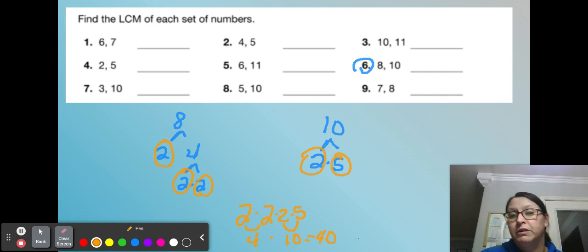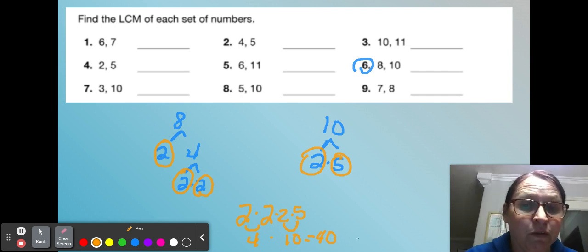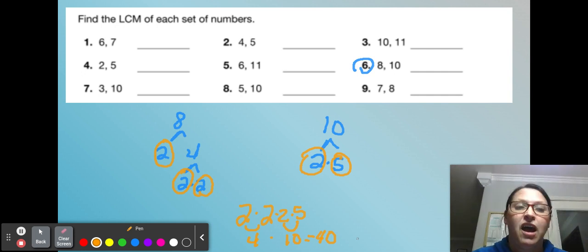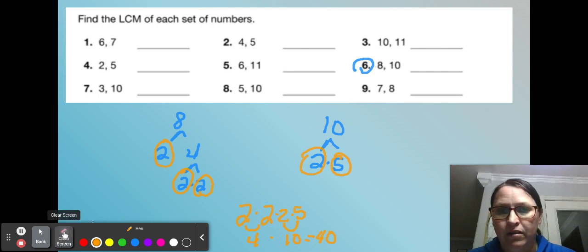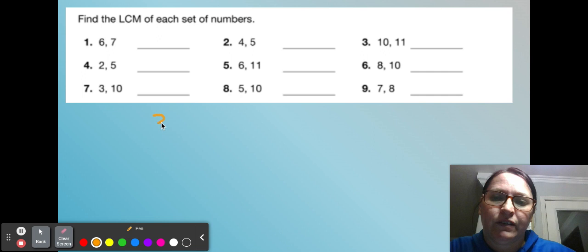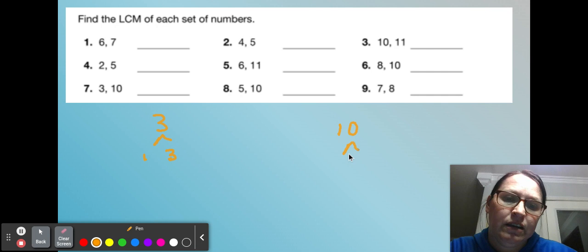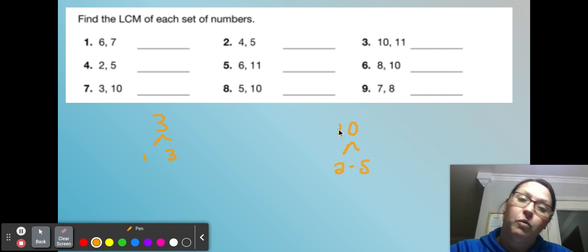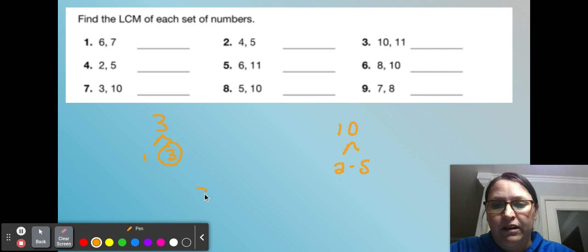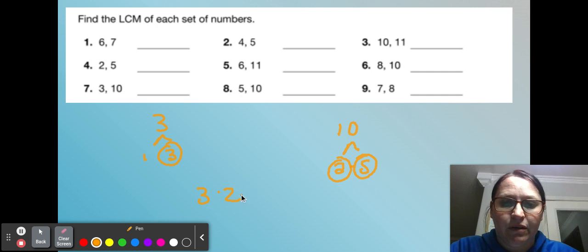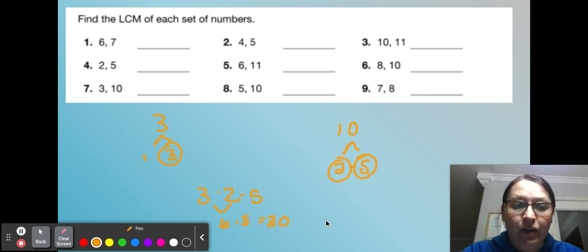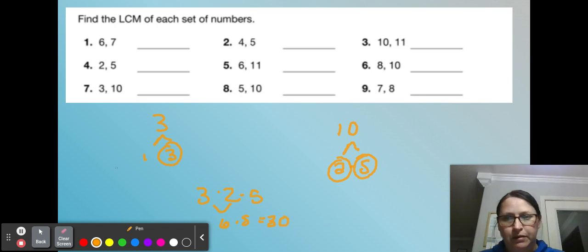This is one of those instances where you can't just multiply it and get the least common multiple, because if I multiplied 8 times 10, I would have 80, and that does not work with this scenario. Now, let's look at number 7. 7 has 3, and it has 10. 3 is 1 times 3. 10 is 2 times 5. Well, I'm going to take 3 and put it down here. I'm going to put 2 right here. And I'm going to take 5 and put it right here. 3 times 2 is 6 times 5 equals 30. So I found that one's least common multiple.